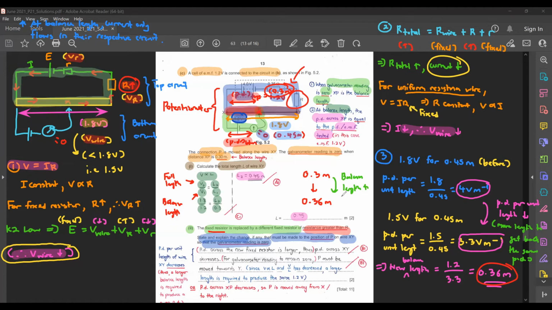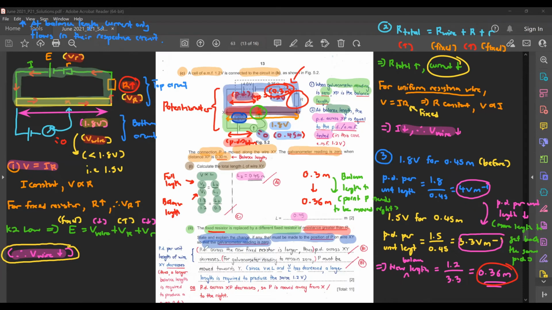has increased. So your point P here needs to be moved towards the right. It needs to be moved towards the right-hand side so that your balance length is actually longer. Okay, in your marking scheme, they just say move it towards point Y, which is the same as you saying moving towards the right. Okay, so you look at the answer for this question, it would be written like this.